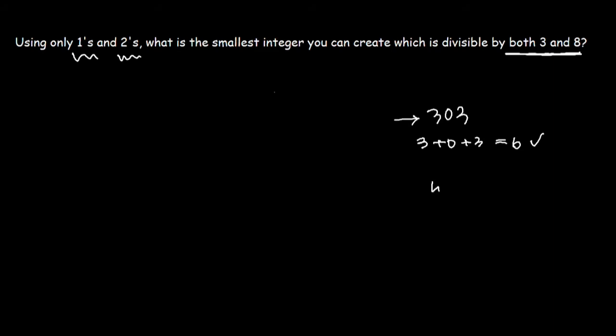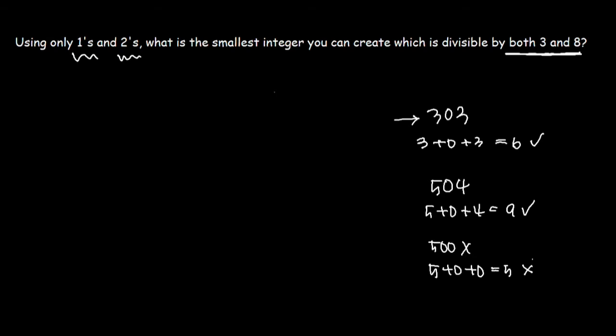Numbers like 504 are also going to be divisible by 3 because 5 plus 0 plus 4 equals 9, which is divisible by 3. But a number like 500 is not going to be divisible by 3 because 5 plus 0 plus 0 equals 5, which is not divisible by 3.